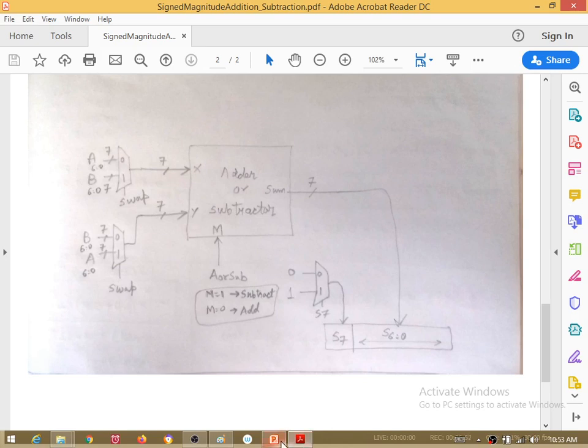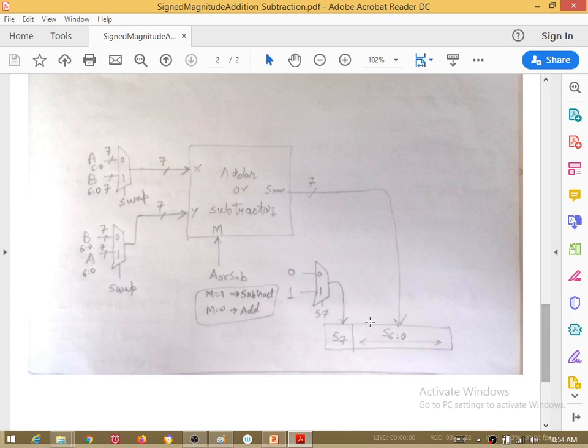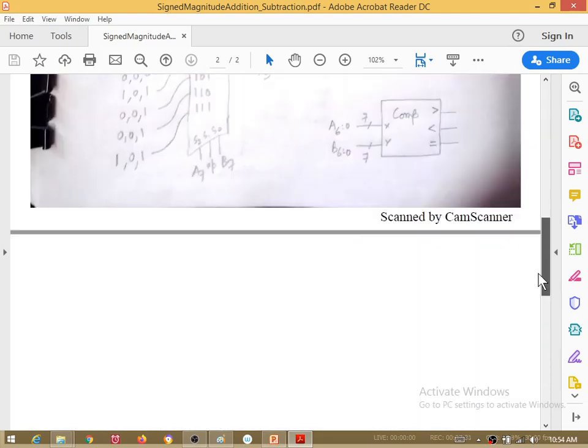Remember that in the earlier slide I told you that we are supposed to control these three things through our hardware. We are supposed to select the sign of the final answer. We are supposed to figure out what I should be doing with the two magnitudes that I have, either add the magnitudes or subtract the magnitudes, and we have to figure out if I am supposed to swap my operands. Am I supposed to do A minus B, or am I supposed to do B minus A? So to generate the values of S7, M, and the swap signal, we are going to take a look at a mux based design.